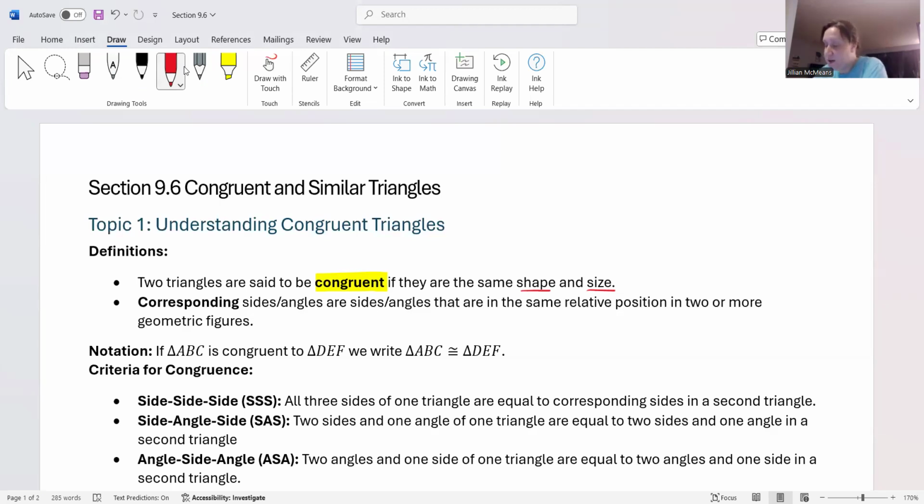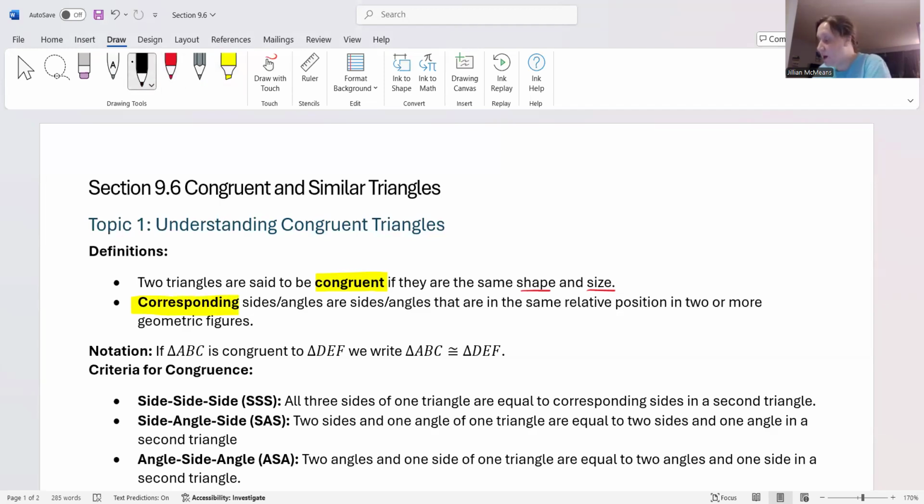Now, corresponding sides and angles are sides and angles that are in the same relative position in two or more geometric figures. That's going to be really important in just a bit, okay? So when we talk about corresponding, it's just things that are in the same location.